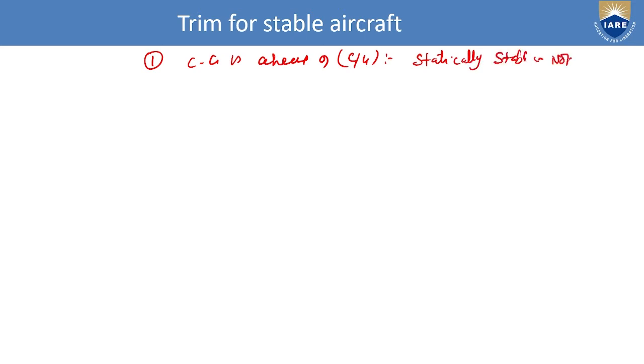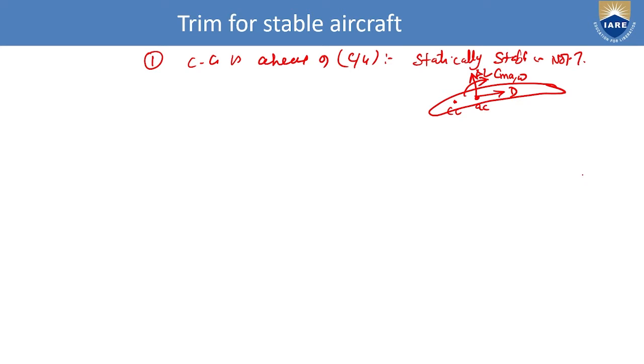Stable or not, so that is the question. If I make this like this, here is the CG, this is the AC. In this AC, you will get the delta lift, and here you will get the drag. So there will be a CMAC wing.